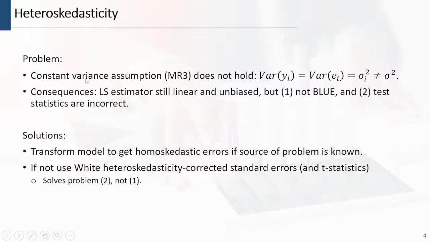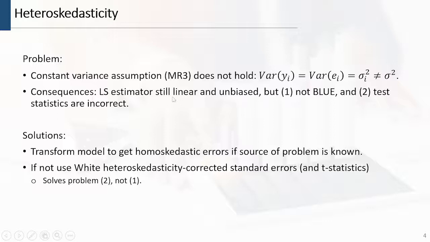Heteroscedasticity refers to the case that this assumption is violated, in the sense that the variation of y, or the variation of the error term, is not a constant anymore, but can be potentially different for different observation units. And when there's a problem of heteroscedasticity, the consequence is that the least square estimator is still linear and unbiased, but it's not BLUE anymore. It's not the most efficient one among the unbiased ones anymore. And secondly, the test statistics, so the t-test and so on, on the coefficients are not correct anymore.